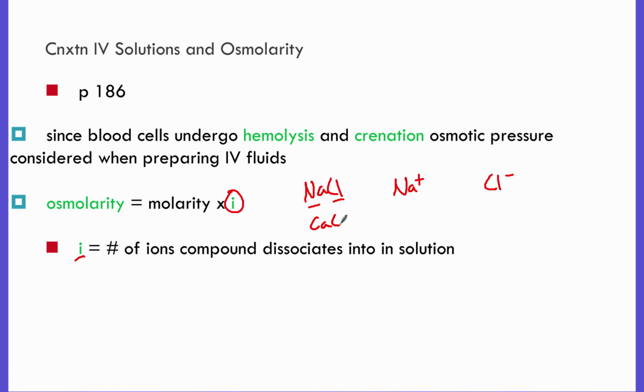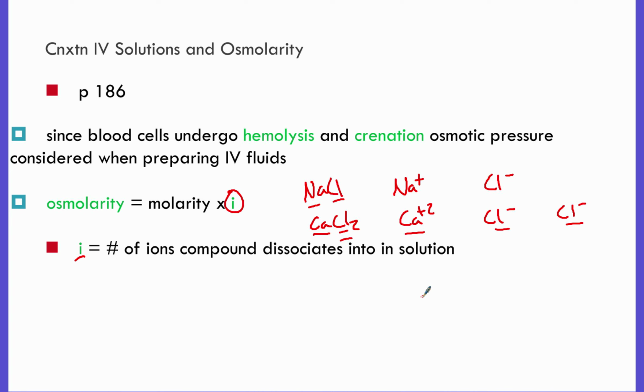If I had calcium chloride, there's actually one calcium and two chloride ions floating around. So now my I value is 3 because there's 3 separate things floating around in that solution that can all affect my colligative properties. So that I is something you need to learn how to recognize. We'll go through some examples in class so that you can see a lot of them. But essentially, sodium chloride has 2 ions, calcium chloride has 3 ions. That's how you'd come up with your I value.